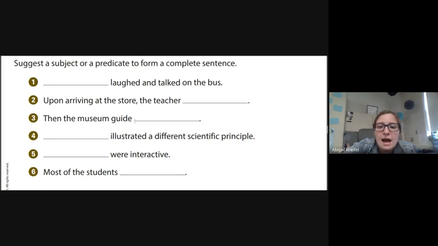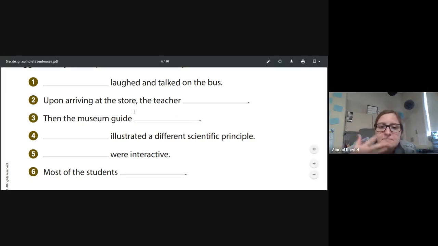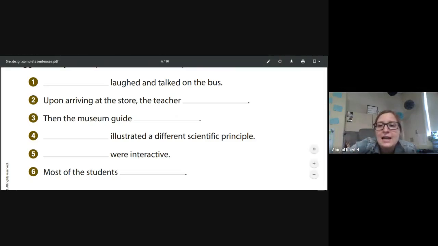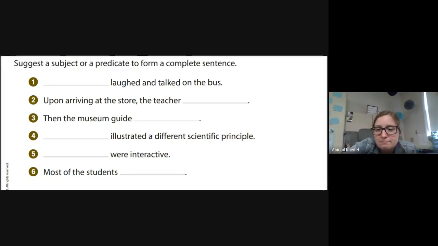Then the museum guide did what? So the museum guide is who it's about. There's our subject. But now we need a predicate. What did this museum guide do? The museum guide. Then the museum guide. What? Gave a tour to the students. Perfect. That's something that they would do.